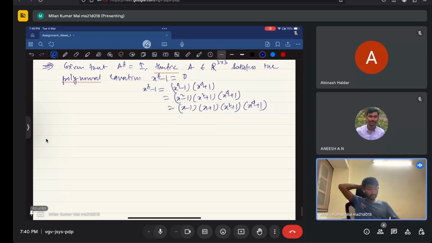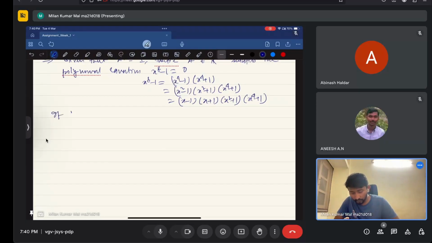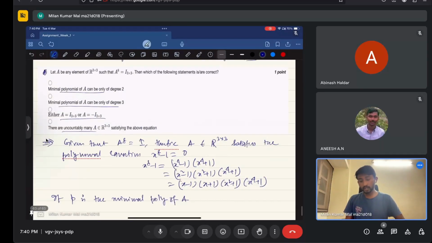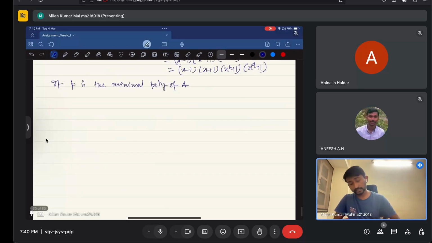So therefore, as the linear operator A or matrix A is annihilated by this polynomial, if P is the minimal polynomial of the matrix A, then it is clear that the degree of the minimal polynomial must be less than or equal to 3. Why? Because the matrix is of order 3 by 3, so the characteristic polynomial can have maximum degree 3, and the minimal polynomial always divides the characteristic polynomial. So the degree of the minimal polynomial must be less than or equal to 3, but that is not guaranteeing that it will be 3 or 2. So let's see what it is.